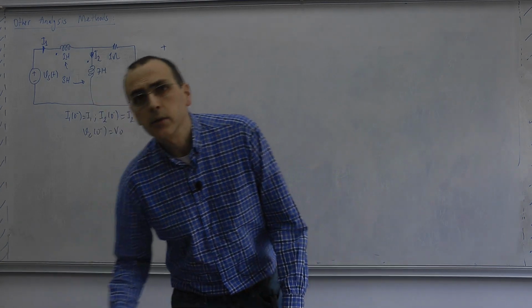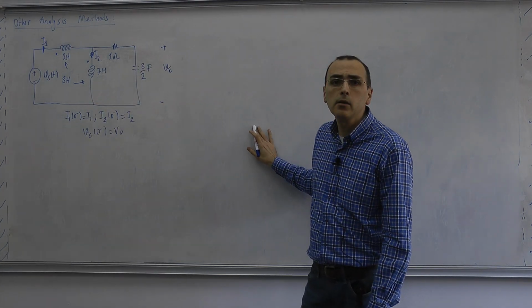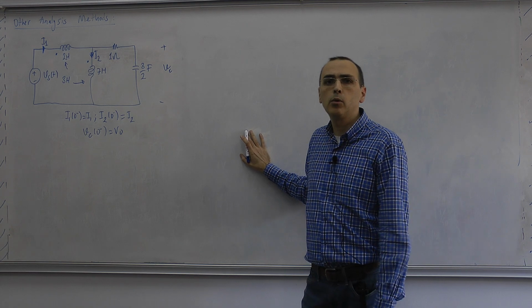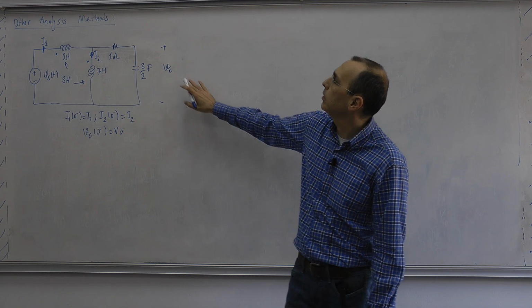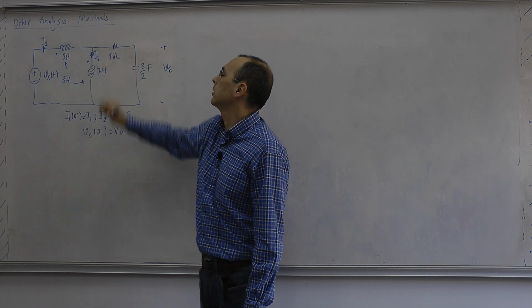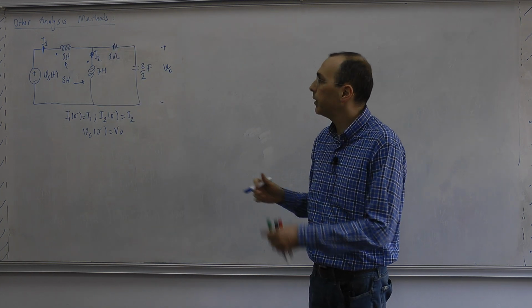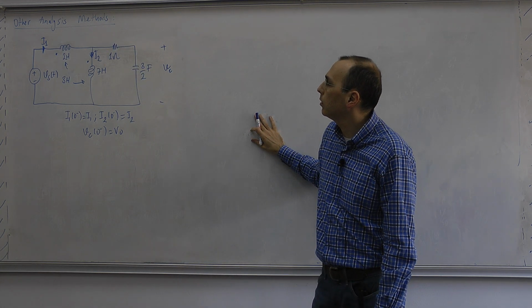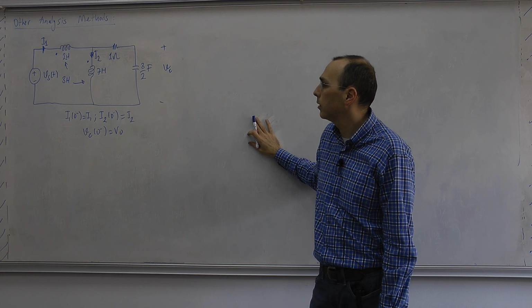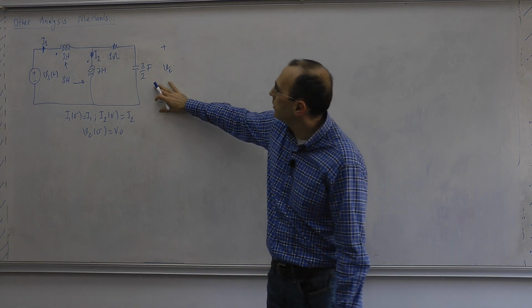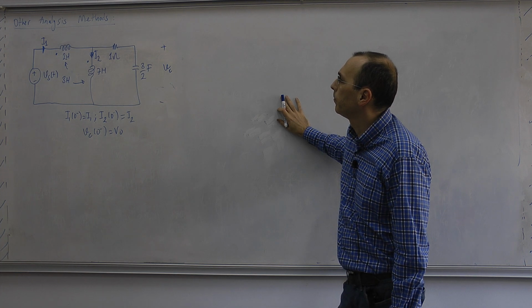So today we are starting the discussion of analysis methods for dynamic circuits, and we have already seen the state equation. This will be the analysis methods other than the state equation. So what do I mean by that? We will be studying mesh analysis, node analysis, and modified node analysis. So this will be the example that we will be studying.